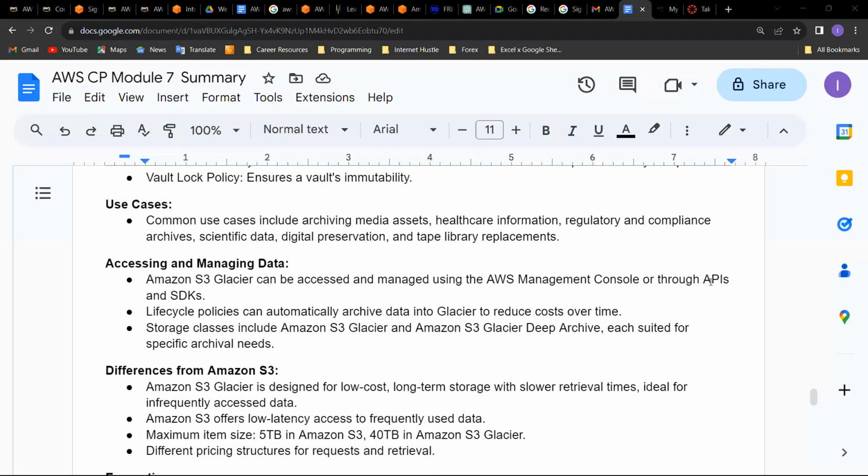And you can also access it through the management console, APIs or the SDKs, right? And you can also use lifecycle policies to archive data into Glacier to reduce cost. So in here, you are using what? Intelligent tiering. You can set a lifecycle policy that says if data is not accessed within the next 2 days, send it to Glacier, or send it to Glacier Deep Archive, right? So these are the two specific archival purposes. Maybe within 2 days, if it's not accessed, send it to Glacier. After 15 days, send it to Deep Archive.